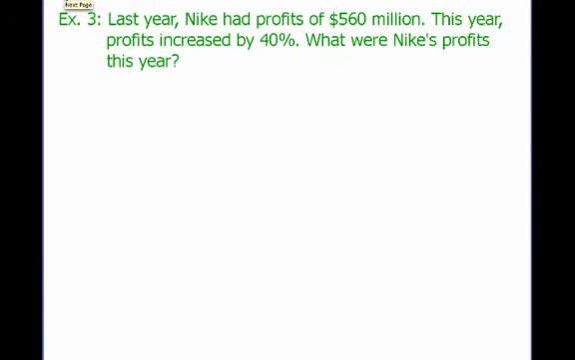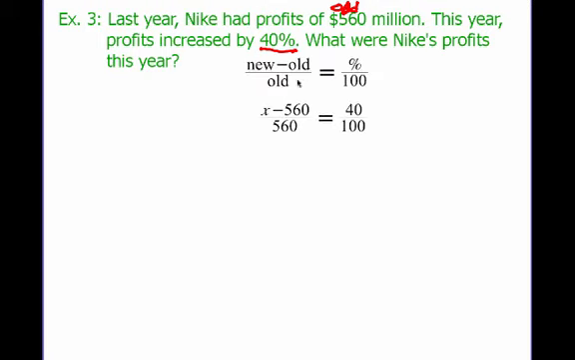Now, example 3 is a little different. It says last year Nike had profits of $560 million. This year, profits increased by 40%. What were Nike's profits this year? Well, last year, $560 million, that's the old value. We know the percent, and it's asking us what Nike's profits were this year. Which means if we set up our proportion, we know our old value is 560. We know our percent is 40, but we don't know what our new value is. So we need to figure that out. How do we do that?